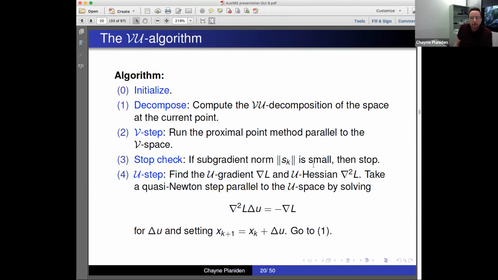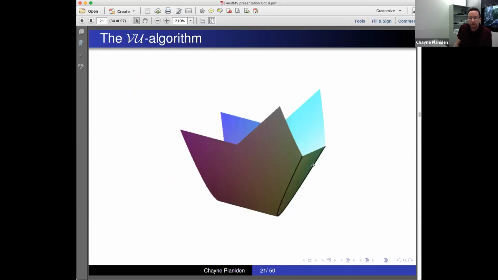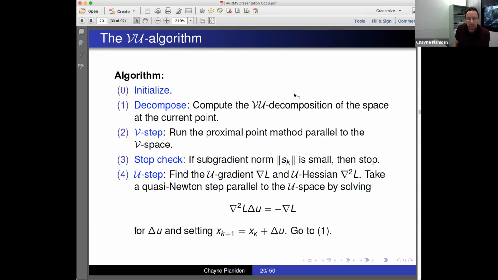And then you repeat. So you do a V step and a U step and a V step and a U step in this sort of zigzag fashion, and you get convergence to the minimizer faster, superlinearly. So this algorithm was proved by Claudia to have superlinear convergence speed for convex functions.